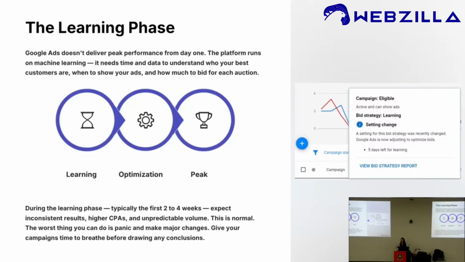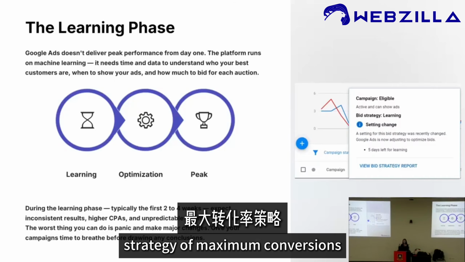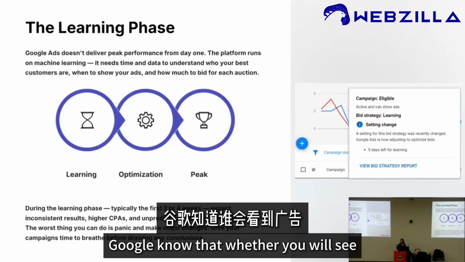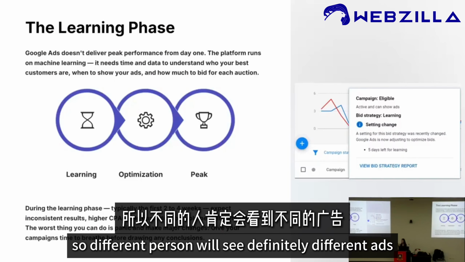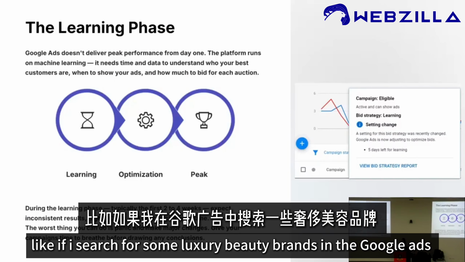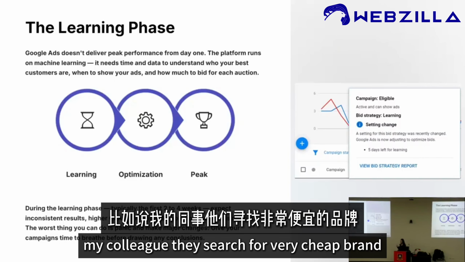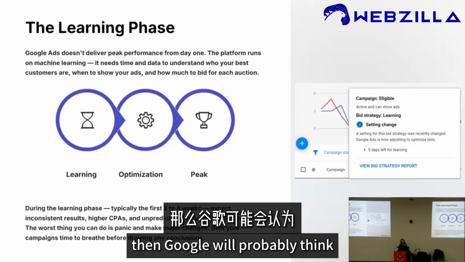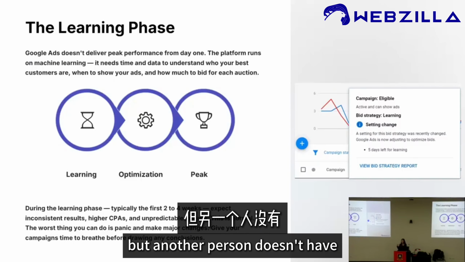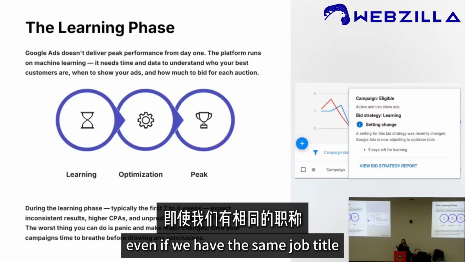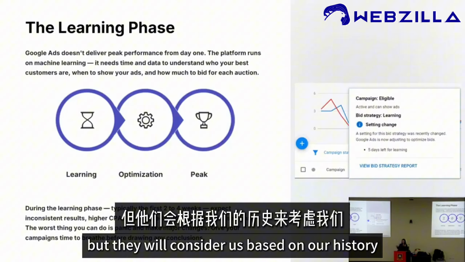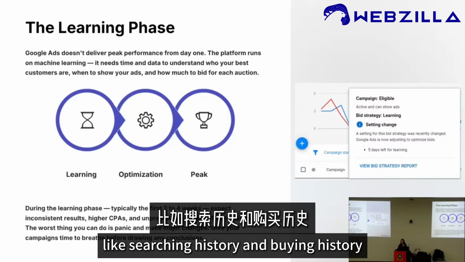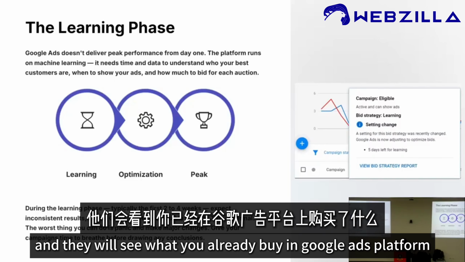After they grab this information from you, they will know whether you have the power to buy these products. That's why when we set the bidding strategy to maximum conversions, Google knows whether you will see the ads. So different people will definitely see different ads. For example, if I search for some luxury beauty brands but my colleague searches for a very cheap brand, Google will probably think I have the buying power but the other person doesn't, even if we have the same job title and live in the same place. They consider us based on our searching history and buying history.